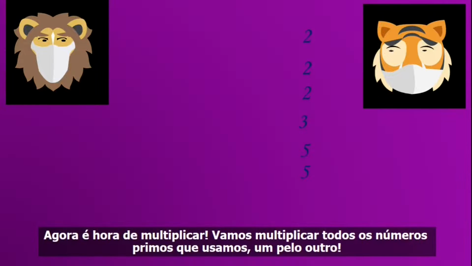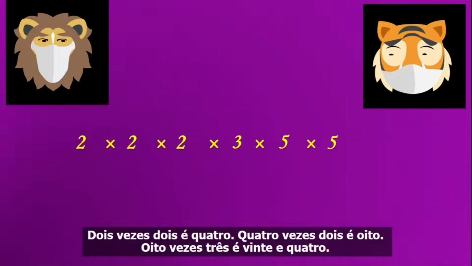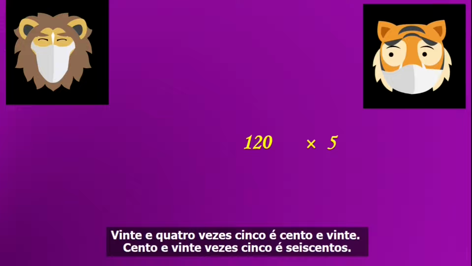Now it's time to multiply. Let's multiply all the prime numbers we used, one by the other. 2 times 2 is 4. 4 times 2 is 8. 8 times 3 is 24. 24 times 5 is 120. And 120 times 5 is 600.